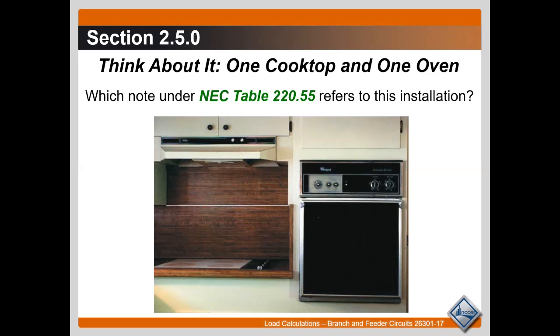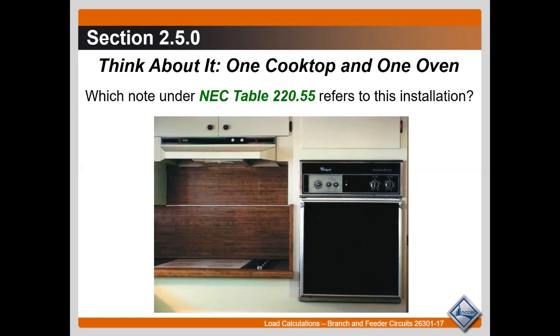Look at note number 4 down below that table. It says branch circuit load. It shall be permissible to calculate the branch circuit load for one range in accordance with table 220.55. The branch circuit load for one wall-mounted oven or one counter-mounted cooking unit shall be the nameplate rating of the appliance. The branch circuit load for a counter-mounted cooking unit and not more than 2 wall-mounted ovens, all supplied from a single branch circuit located in the same room, shall be calculated by adding the nameplate rating of the individual appliances and treating this total as equivalent to one range.